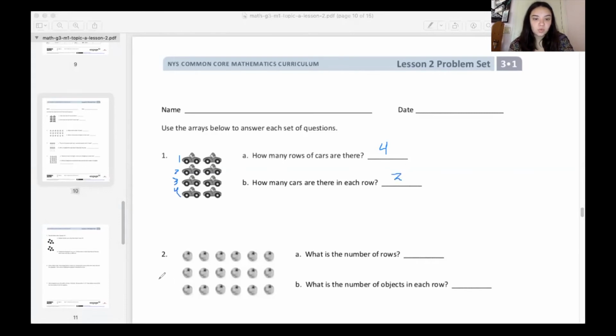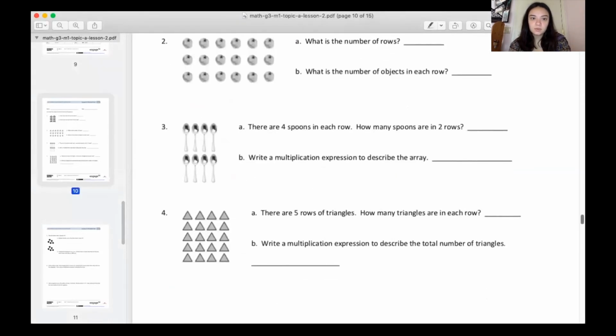Let's look at number 2. What is the number of rows? Remember, rows are going horizontal. So 1, 2, and 3. We have 3 rows. How many objects are in each row? You can just count 1, 2, 3, 4, 5. There are 6 total. Let's go ahead and move down. There are 4 spoons in each row.